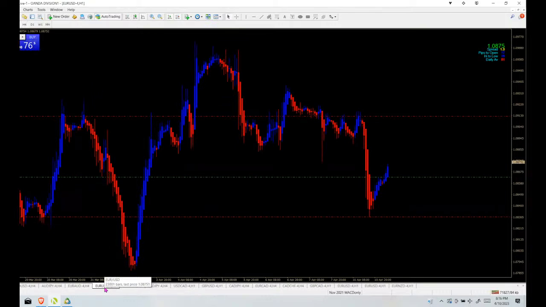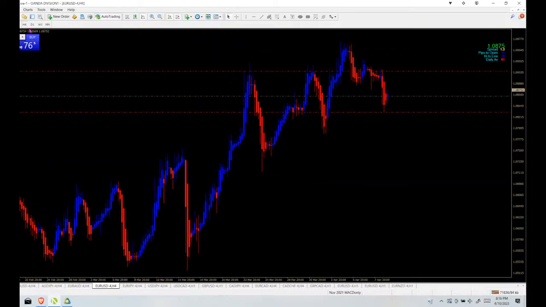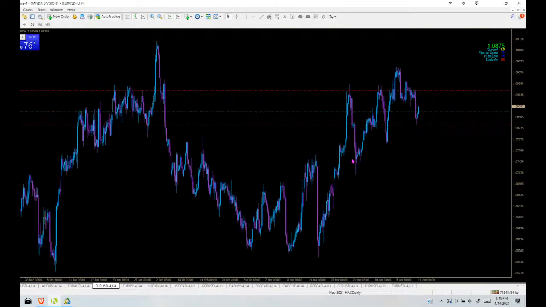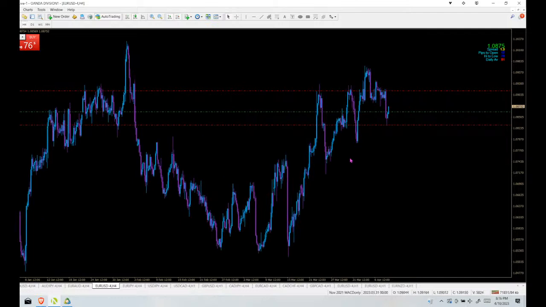Here's another one on the euro dollar. And so let's use this one actually. Okay, so you can see right here, and let me put the regular candlesticks back on. Okay, now we can see right here we had this big move up. Okay, so this was the last swing. Clearly we're in an uptrend.